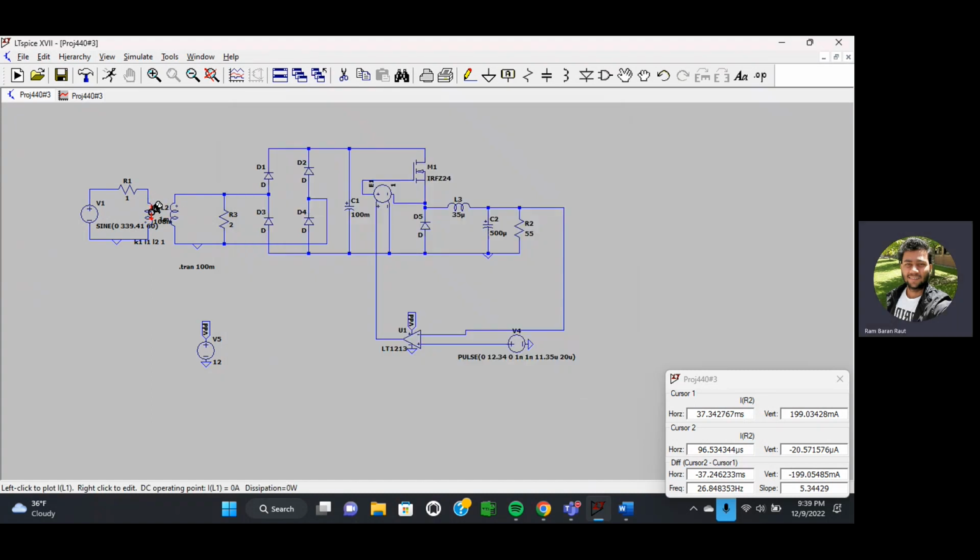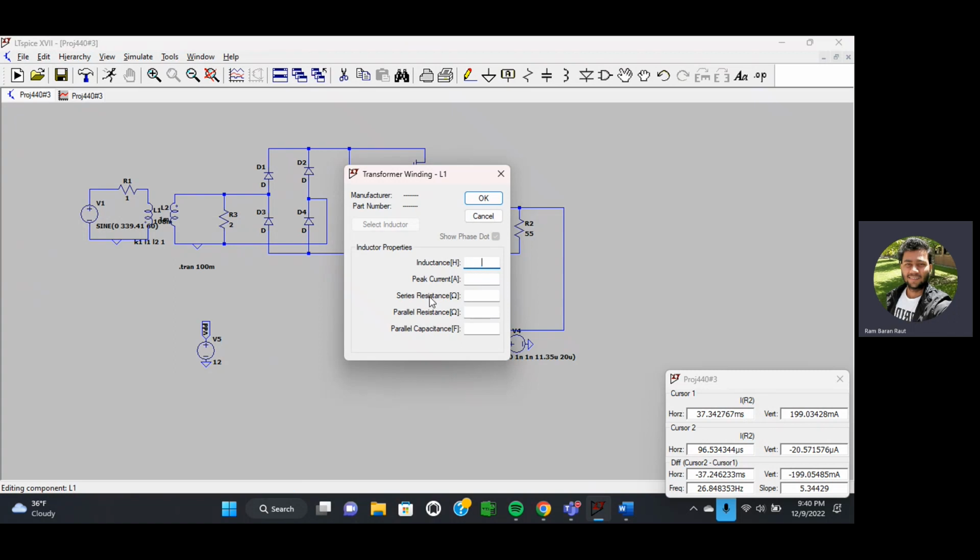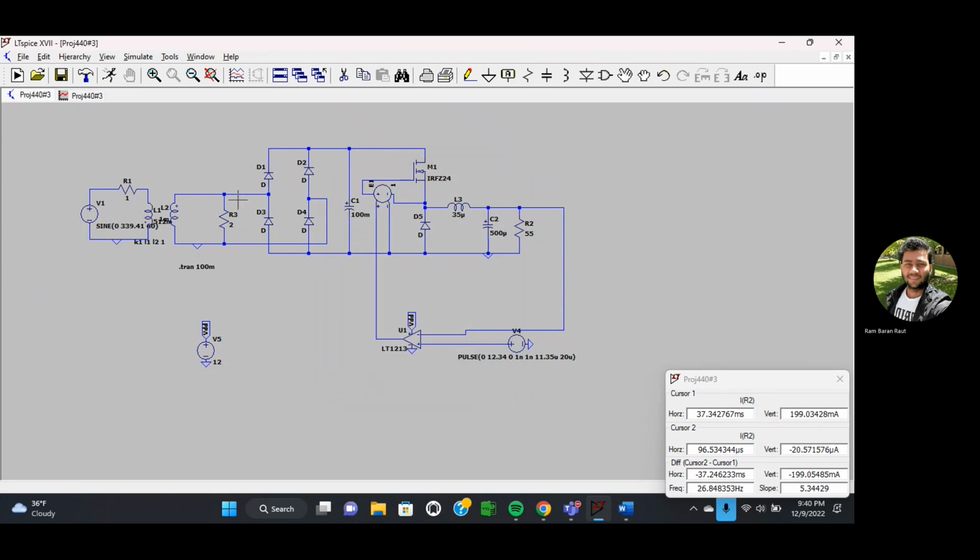Now, to get from this value to a 15 volt, we are doing the same procedure with this value. So 339.41 divided by 15. This time I have the turn ratio of primary to secondary as 22.63. When you square it, we are getting 511 or 512. We can put over here 512 milli. And here we have already 1 milli.